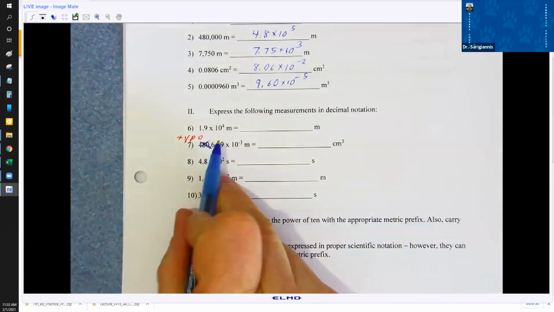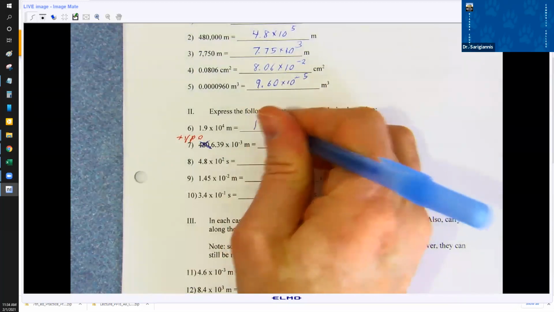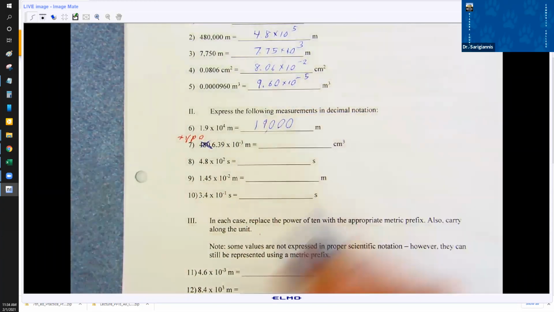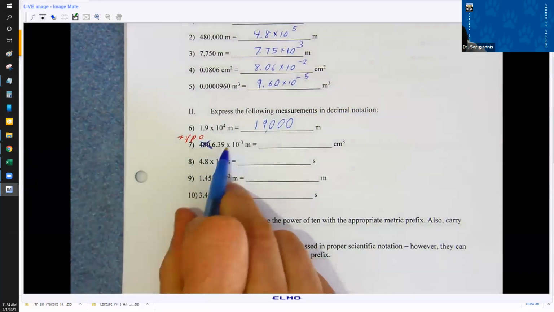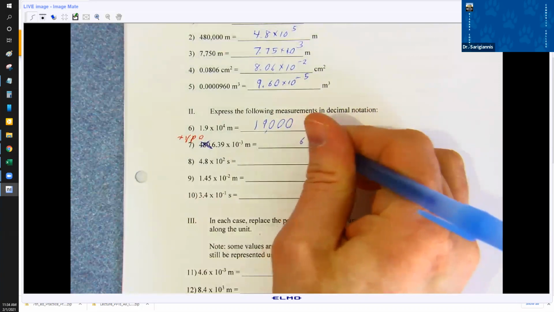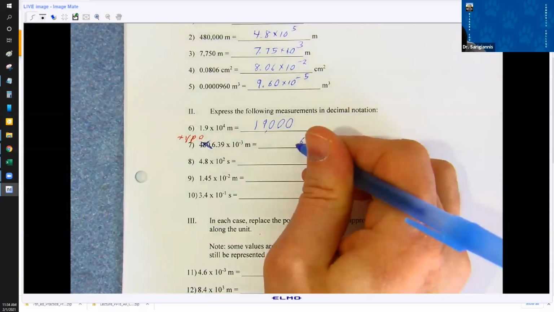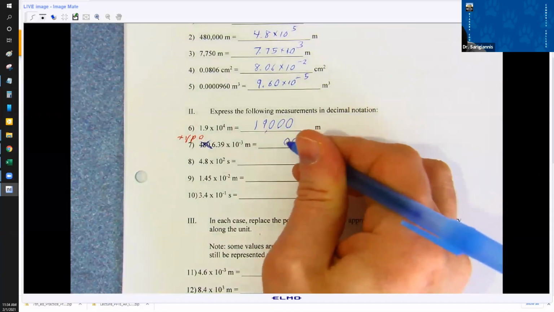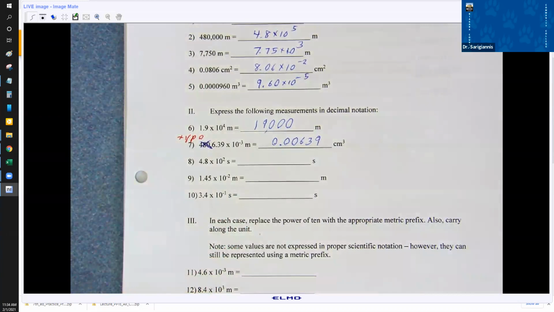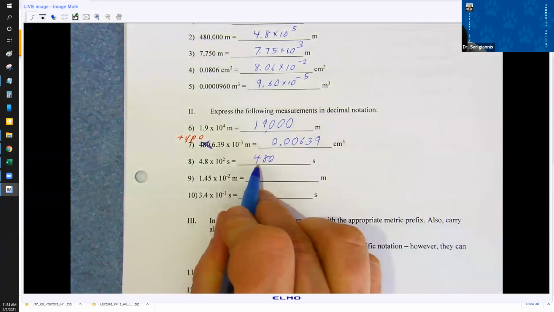And then this is going the other way. 1.9 times 10 to the 4th meters is going to be 1912. What do we got? 1, 2, 3, 4. So 19,000 meters. 6.39 times 10 to the minus third. I'm going to take my decimal point to the left. So let me just start that way. I'm going to have 639. I've got 1, 2, 3. So 0.00639. And then 4.8 times 10 to the 2, basically 480, right? 1, 2.